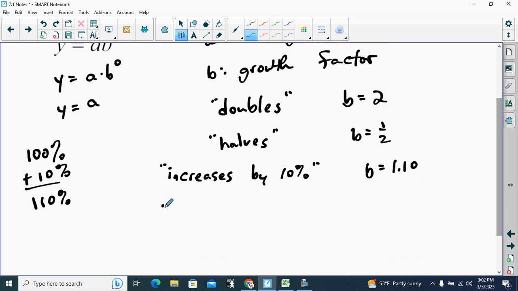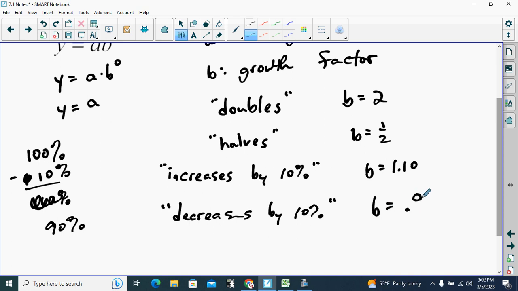You do something similar if it says it decreases by a percent. If it decreases by 10%, that means we're starting with 100, we want to subtract 10%. So each time we are keeping 90%. We are multiplying by 0.9 over and over in that case.